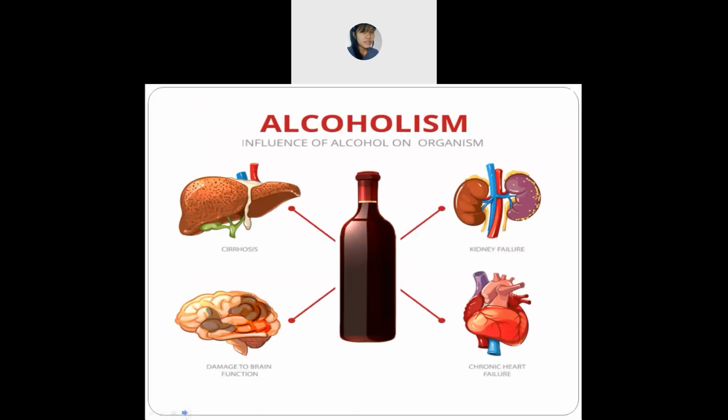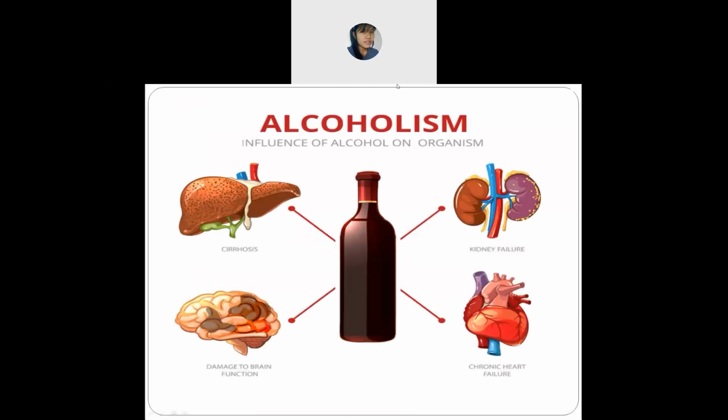So I'm just showing you a few points on alcoholism, the effects of alcohol. If a person is addicted to alcohol, it will damage certain internal organs, such as cirrhosis of the liver, as you can see in the first bit. Next is damage to the brain. It will also affect the nervous system. Next is kidney failure. It will cause harm in the kidney also.